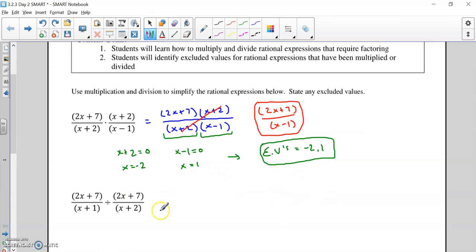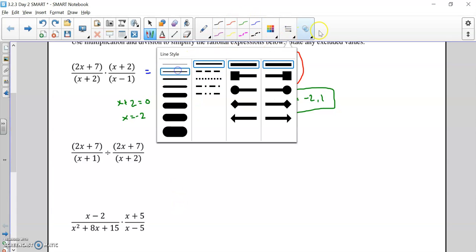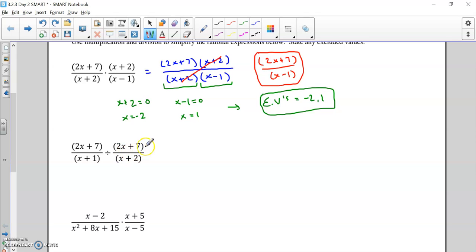Okay, so let's then try a division problem. These first two problems are just review from yesterday. Alright, so the first thing you want to do is that keep, change, flip thing. So that means we keep the first fraction exactly how it is: 2x plus 7 over x plus 1.